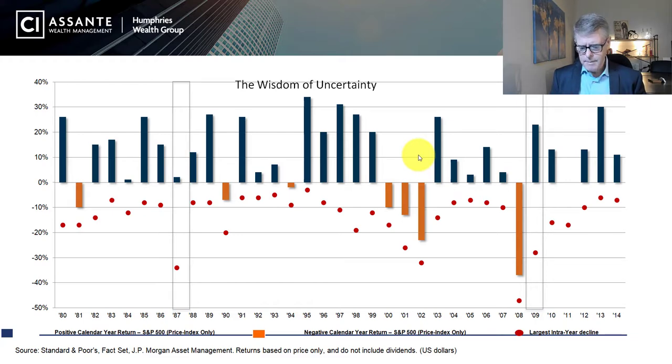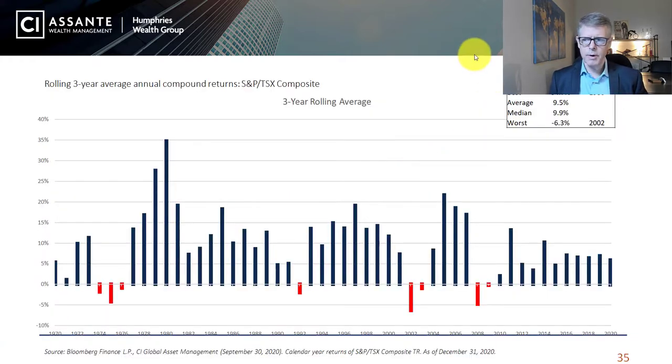Now the next slide basically takes it over a longer period of time. So again, it's this 3-year average compounded returns of the S&P TSX. Now I'm showing you the Canadian market. And embedded in this chart is something that I say to clients. Now, I don't often use the 3-year rolling average. To be cautious, I use the 5-year rolling average.